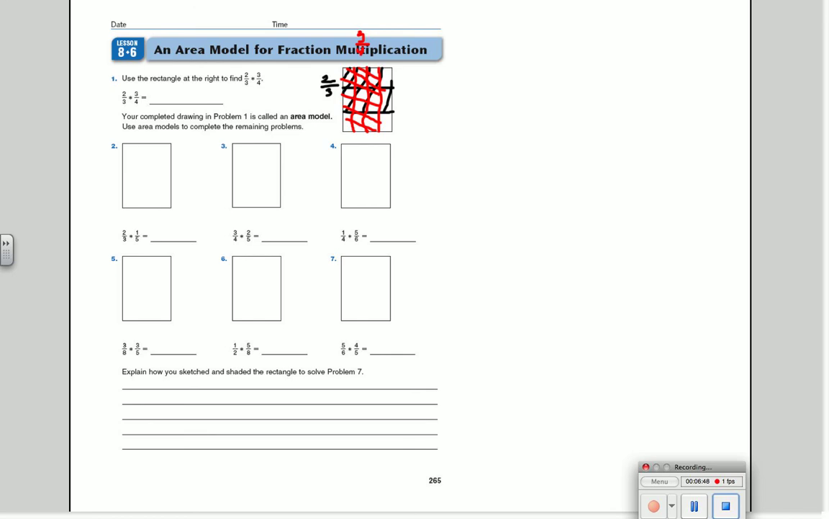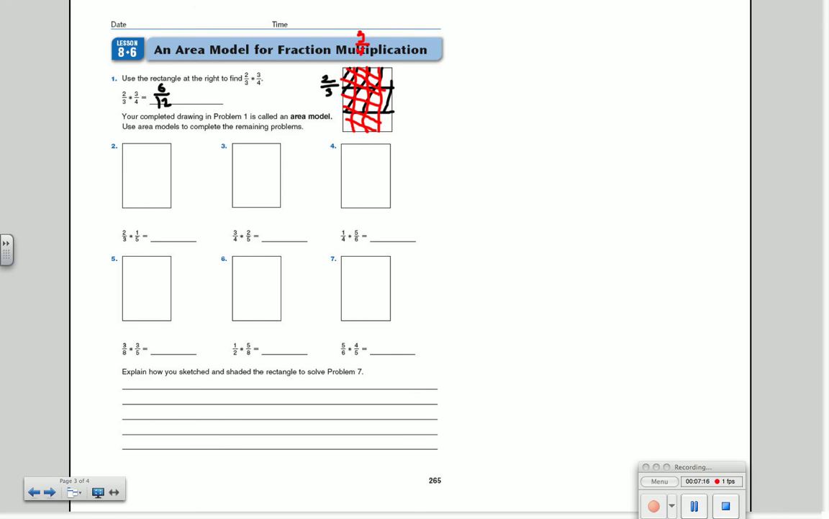So anyway, now take a look. How many rectangles do we have shaded completely? Well, I have 1, 2, 3, 4, 5, 6. I have 6 shaded completely, but with my different drawings, I have made a total of 12 boxes or rectangles within there. So my answer is 6/12. Again, if you look at it, 2 times 3 is 6, 3 times 4 is 12.